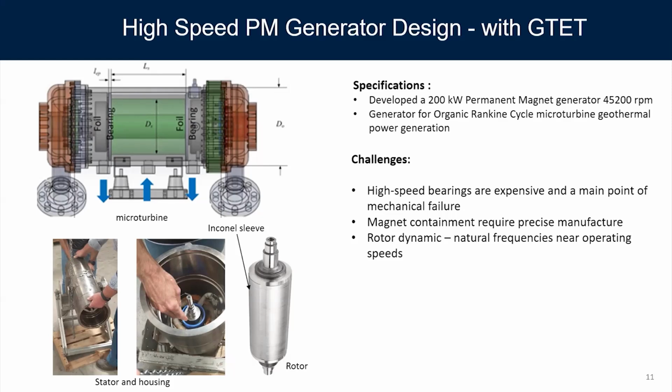Whereas if you were to run a direct gear drive, where you have a gearbox that steps down the speed into a manageable speed, such as 3,000 RPM or something like that, then you would have a lower cost option. But then the machine that you would need would be fairly large compared to this type of size.